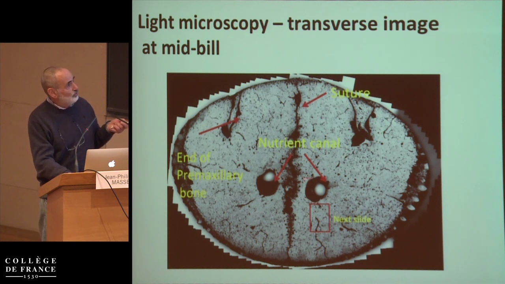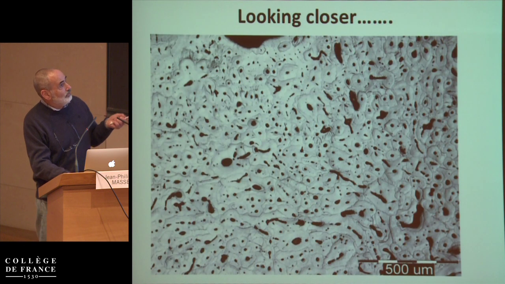You can see these two nutrient canals here. You can see a suture between the two sides of the bone. This is the end of another bone, it's coming to an end here. But what I wanted to draw attention to is this area here, which is the next slide. And this is what it looks like.